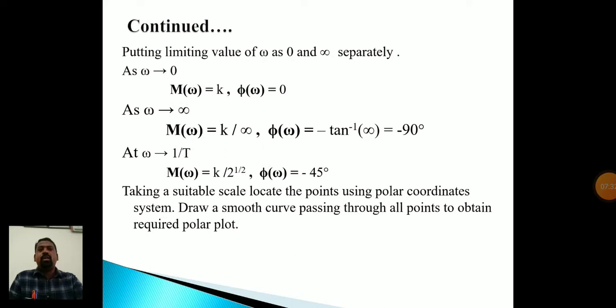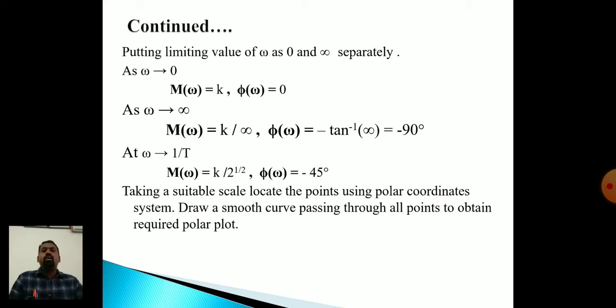Moving to the next slide. So what is the next step? Substitute the limiting values of ω as 0 and infinity separately. So first you can substitute ω as 0. Let us see what values we will get for M(ω) and φ(ω). So first you substitute ω as 0 in the magnitude ratio, that is M(ω).